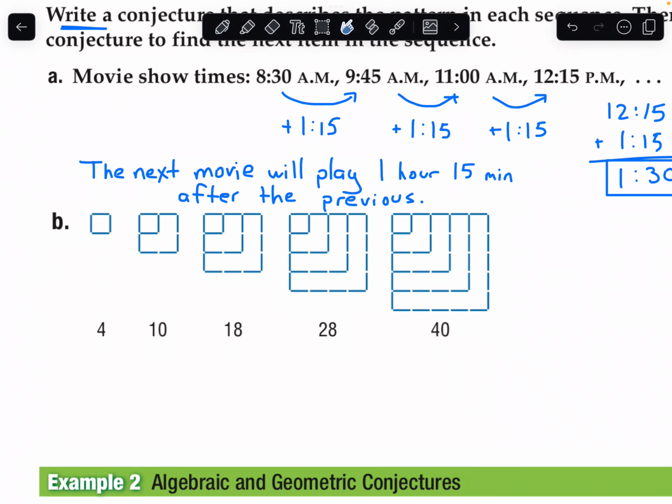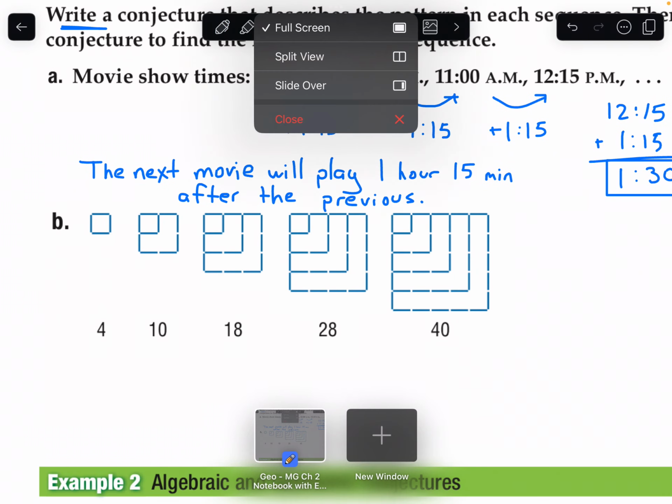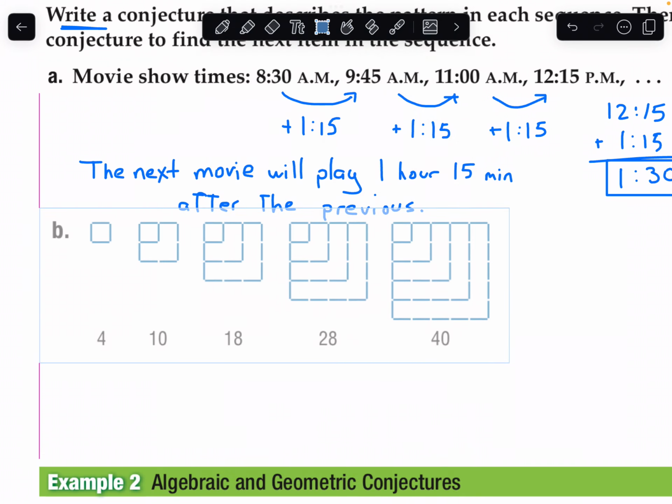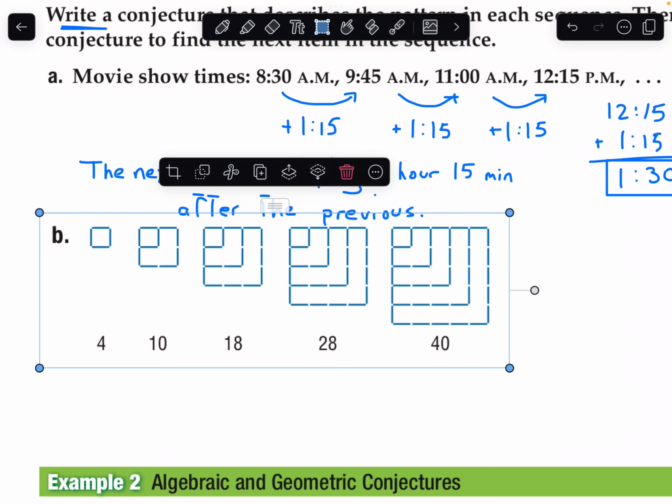I think I can move this piece. It takes the writing with it. Never mind.